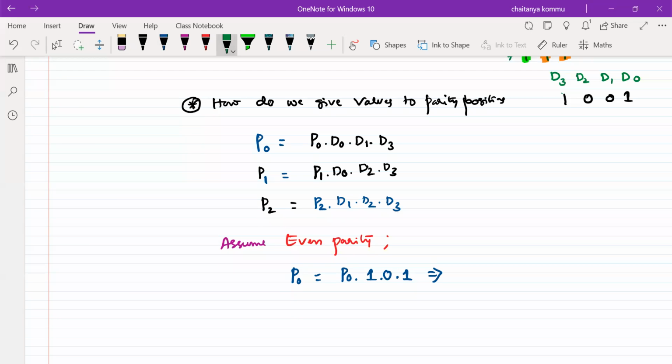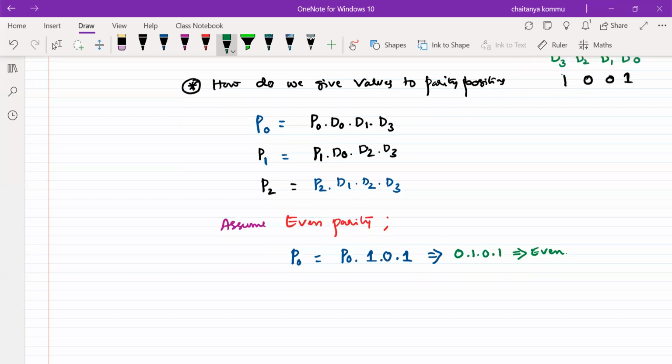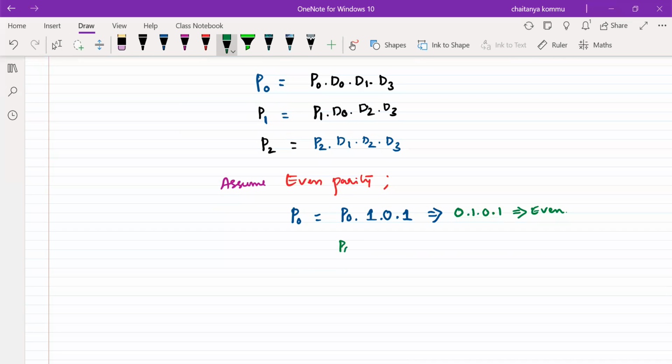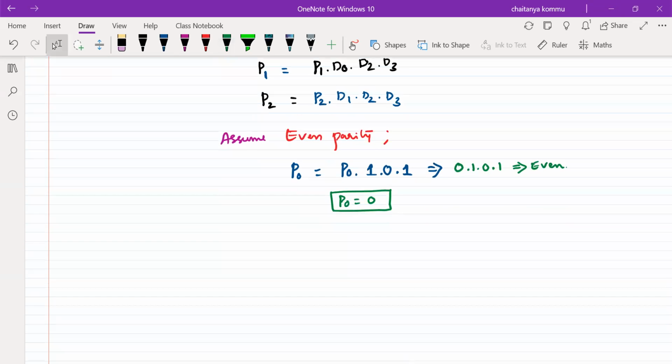0, yes, exactly 0. Therefore, P0 will be 0. If you put P0 equal to 0, and this is 1, this is 0, this is 1, so the total number of ones here is even. That is how we have to keep P0 equal to 0. Agreed? P0 is equal to 0. So that is how we have got the information about P0.